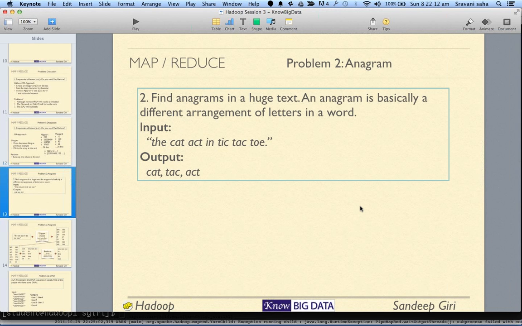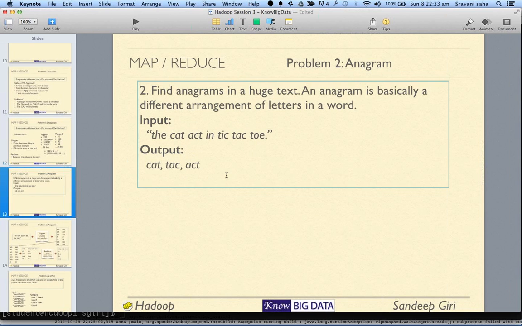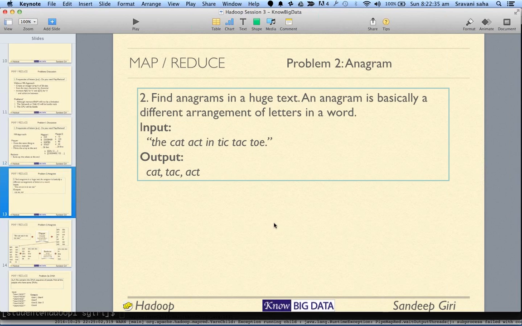Right? So in the same fashion, if you have words like tar, art, and rat and so on, these are all anagrams. Now, how would you write MapReduce to compute the anagrams?